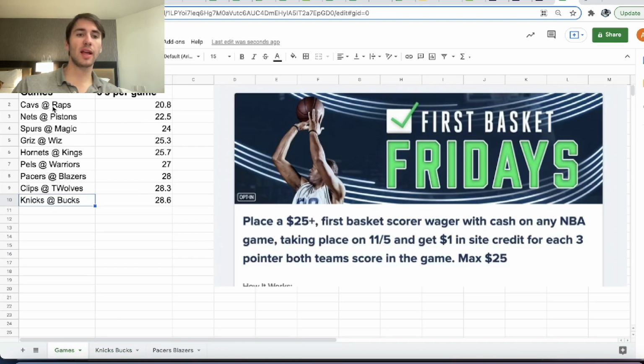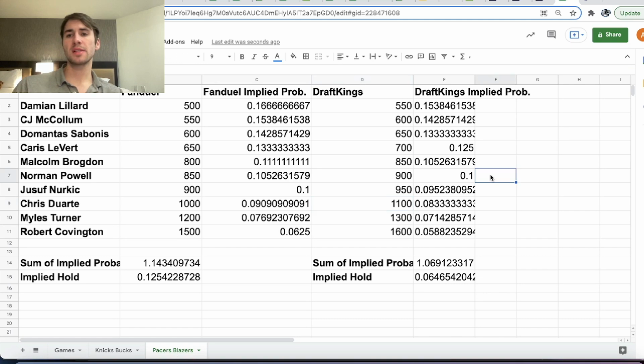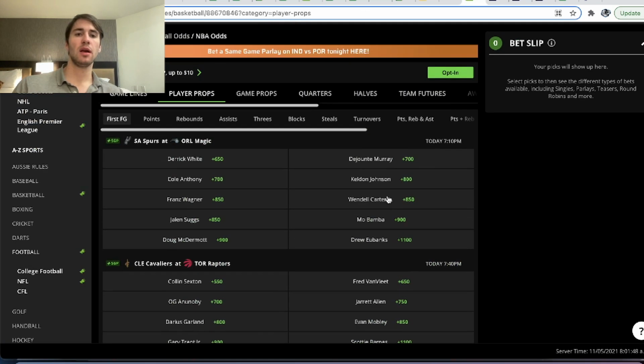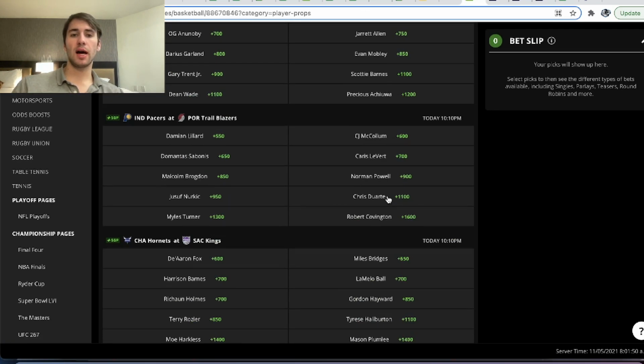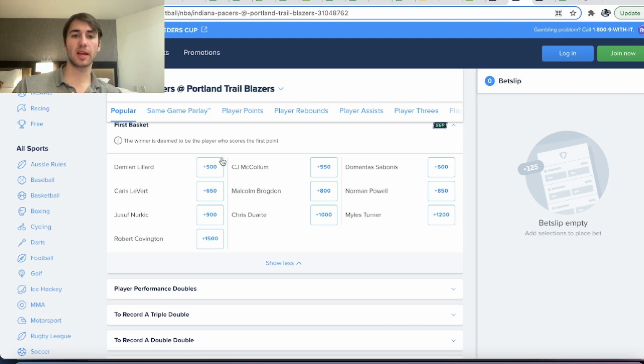And again, you can look at games with the highest three-point total to try to get an indication of which game should I pick for this specific promo, right? Knicks Bucks makes a lot more sense than Cavs Raptors. So DraftKings didn't have markets posted for the Knicks Bucks game. So I also looked at Pacers Blazers just to get a sense of how DraftKings is juicing their market versus FanDuel. So we can do the same thing here. We can take the markets from DraftKings and put them into that spreadsheet as well as the markets from FanDuel.